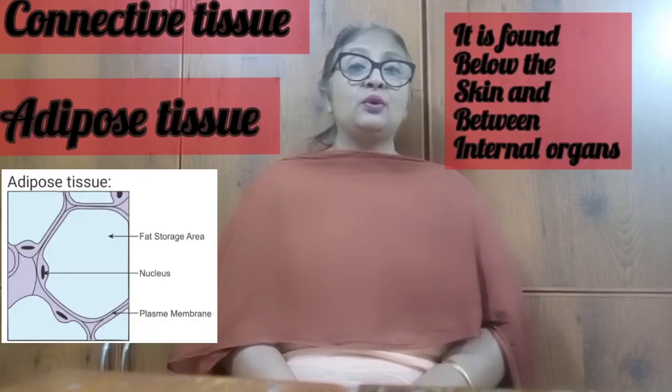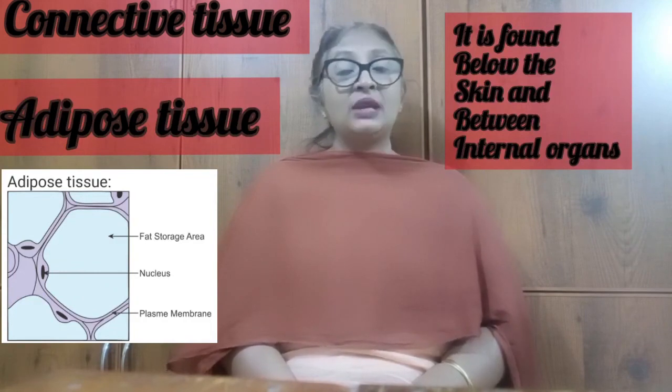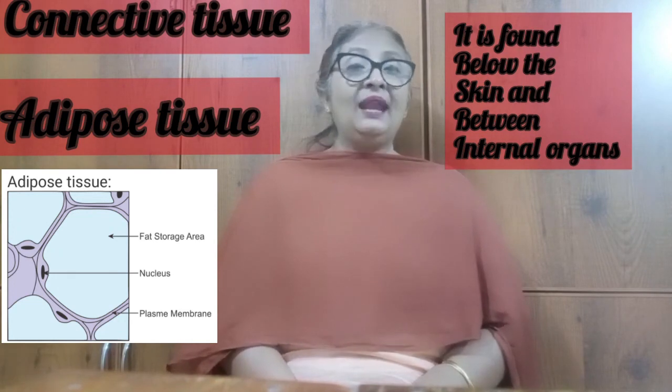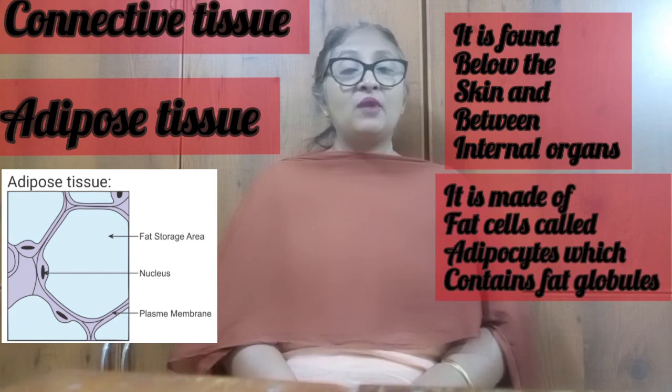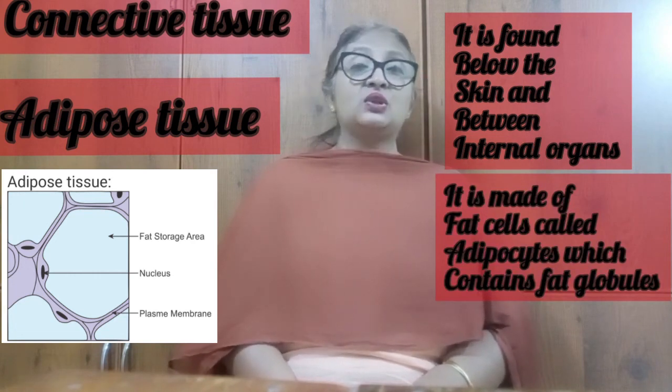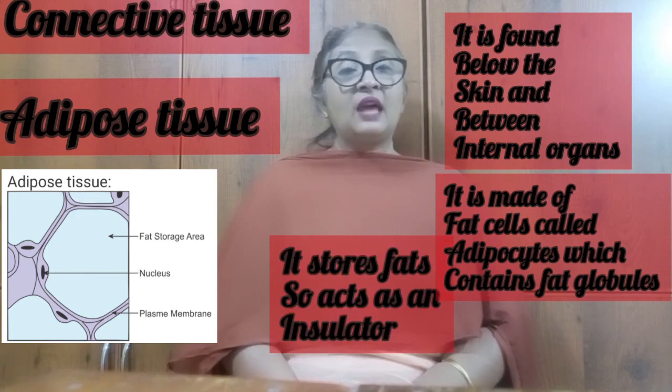Lastly, the adipose tissue. The adipose tissue is found below the skin and between internal organs. It is made of fat cells, that is adipocytes, which contain fat globules. Its function is to store fat. Therefore, it acts as an insulator, thus gives warmth to the body.